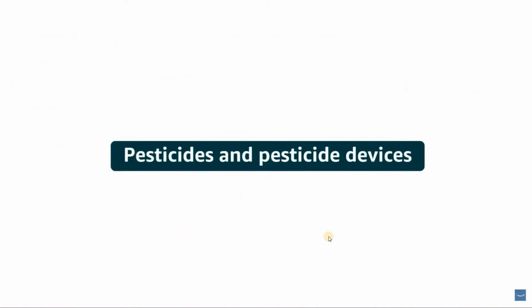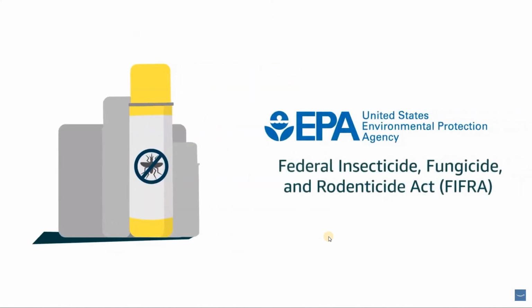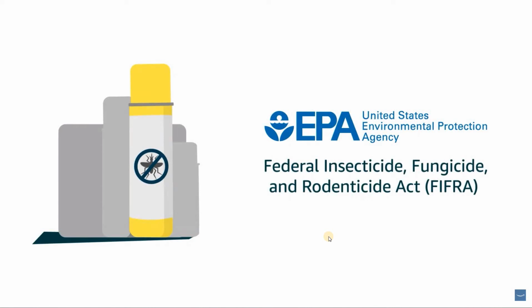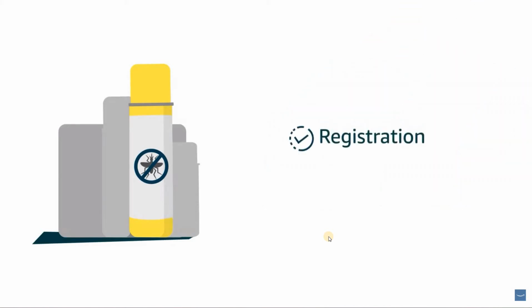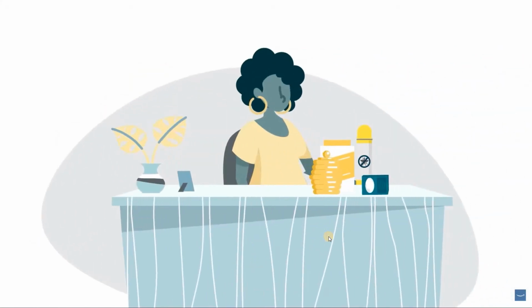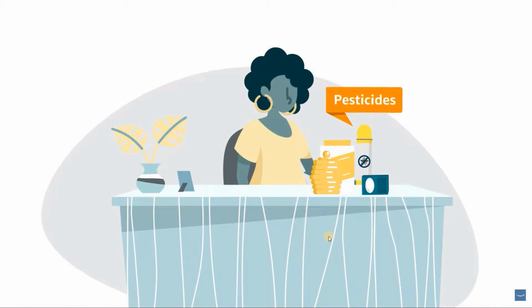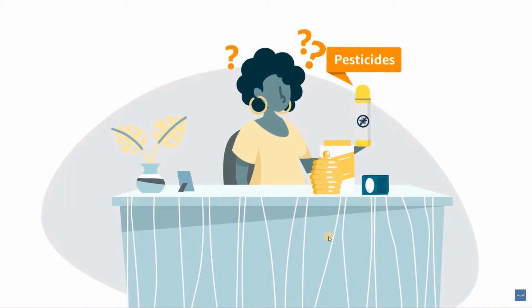Example 1. Pesticides and pesticide devices. In the U.S., pesticides and pesticide devices must comply with the Environmental Protection Agency's Federal Insecticide, Fungicide, and Rodenticide Act, or FIFRA, and applicable state and local laws, including registration and labeling requirements. You may not be aware if you are selling products the Environmental Protection Agency, or EPA, considers as pesticides or pesticide devices, as it can be hard to identify which products qualify and why.